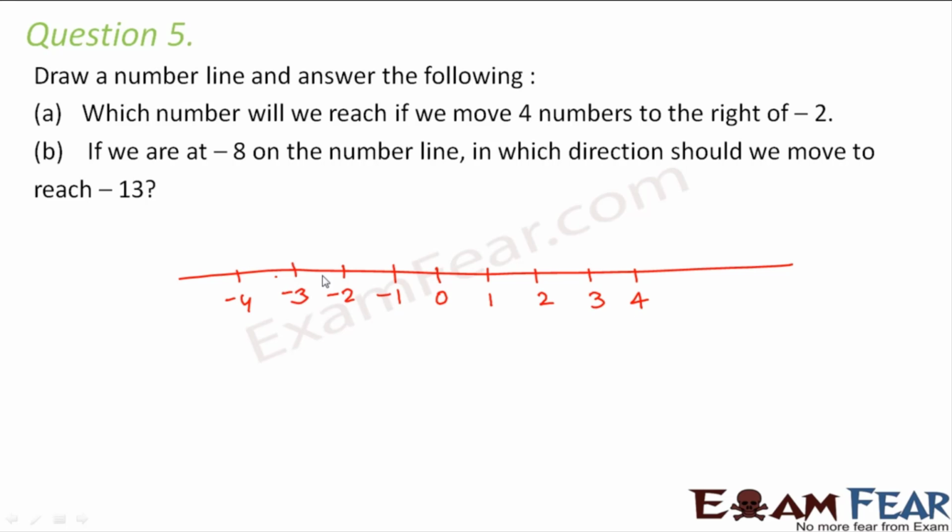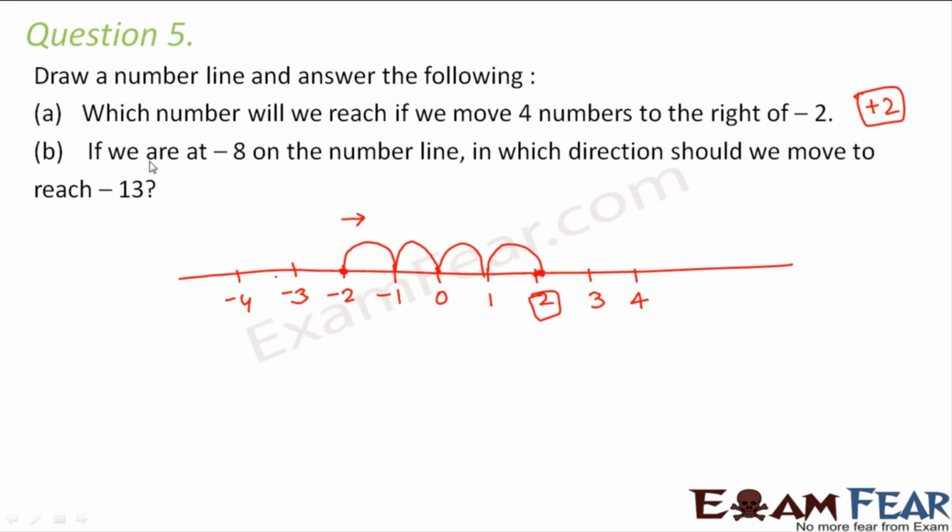Now the question says that you start from -2 and you have to move 4 numbers to the right of -2. So right is this direction. 4 numbers to the right means 4 jumps towards right. So 1 jump, 2 jump, 3 and 4. After the 4th jump, where do you arrive? You arrive at +2. After moving 4 numbers to the right of -2, we have reached +2.